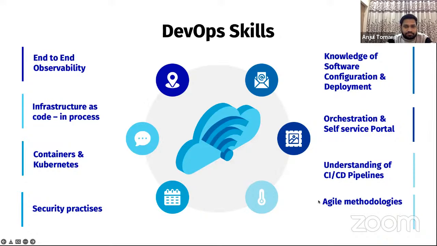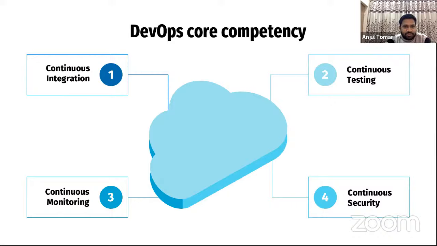Now, DevOps core competencies. This is the DevOps core competency, right? Continuous integration, continuous testing, continuous monitoring, continuous security. This is something a DevOps engineer should be expert with, right? These are the really helpful part of the SDLC to speed up the software delivery.